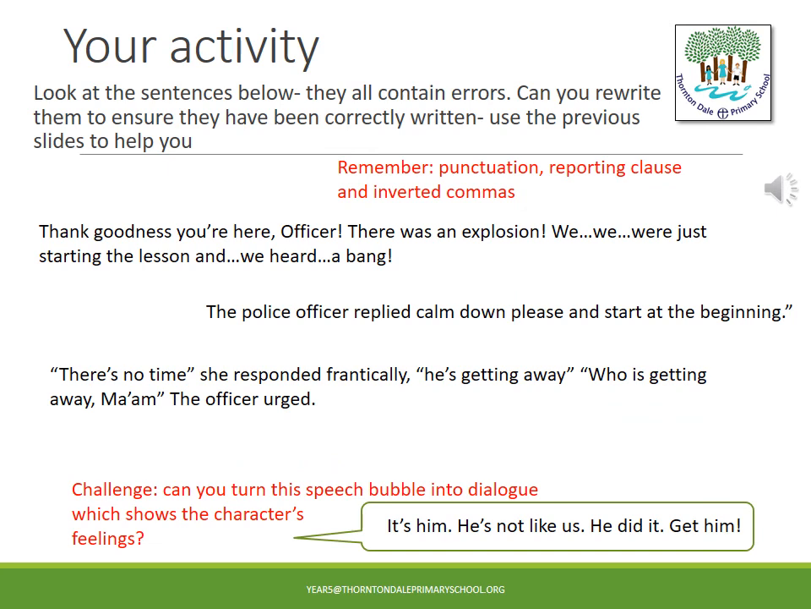So if you look below, there are some examples of speech with varying accuracy in terms of the speech punctuation that has been used, or the reporting clauses, or the other punctuation that's been used. So it's important that we are accurate all the time. So if you read through these sentences, I'd like you to edit them and have a go at rewriting them correctly. Okay. There's also an extra challenge at the bottom for you as well.